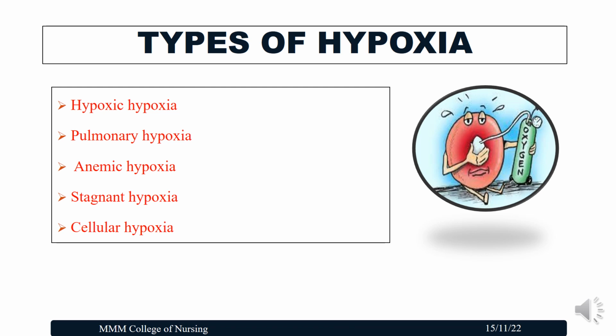When there is decreased hemoglobin to bind with the oxygen, as a result, there will be decreased oxygen reaching the tissues. That condition is known as anemic hypoxia.